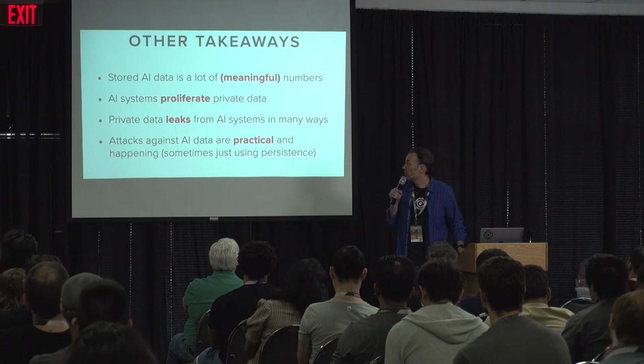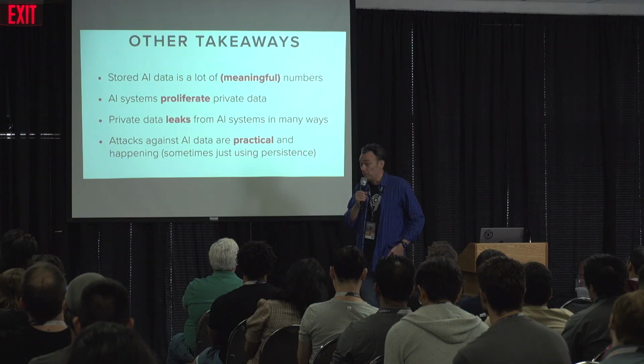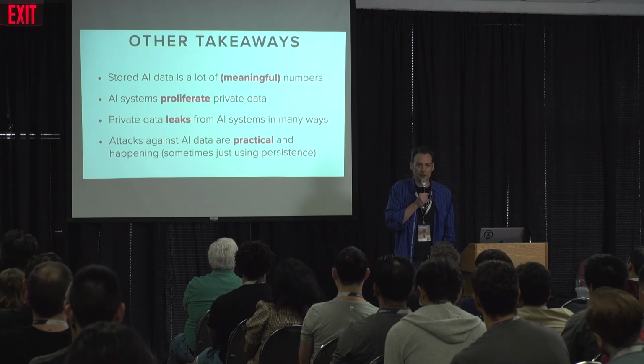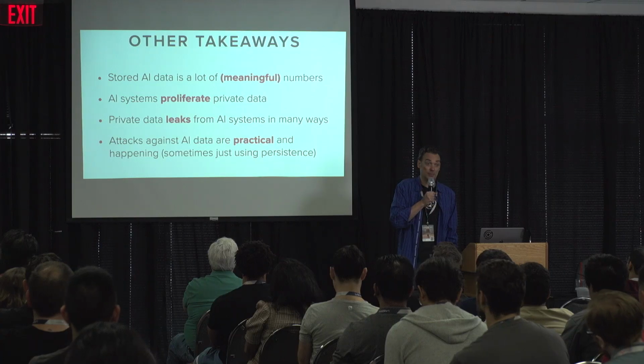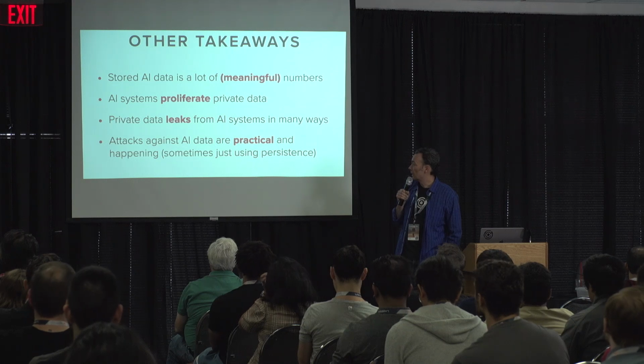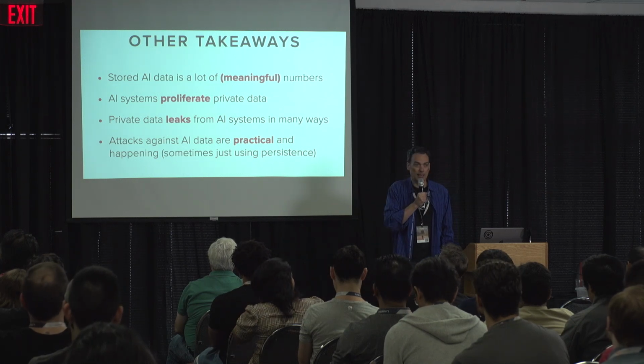I'll give you a couple other things. Stored AI data is a lot of meaningful numbers that look meaningless. No one knows how to look at models and see what data is in them, but they have a lot of data in them, right? AI systems proliferate private data. Private data leaks in many ways, and attacks against AI data are practical and happening.